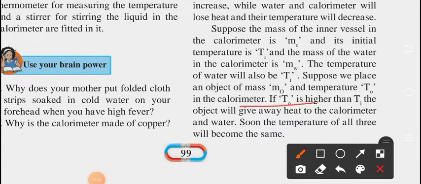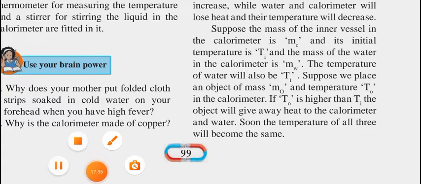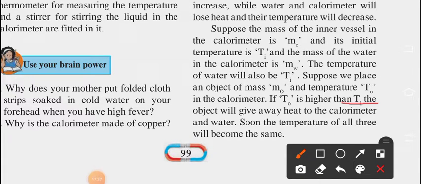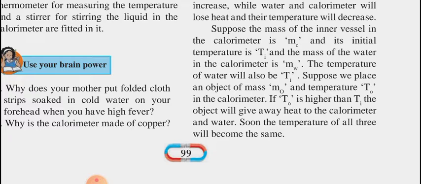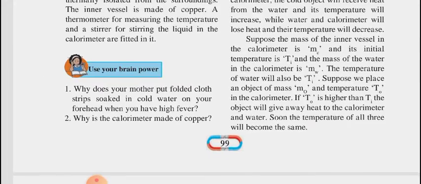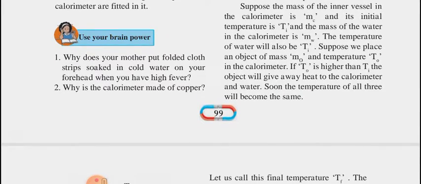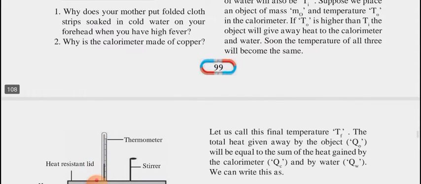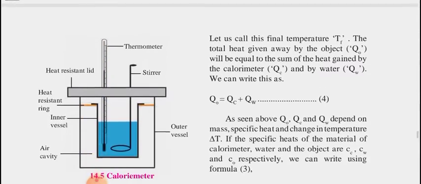Then T0 is higher than Ti, which is the initial temperature. The object will give away heat to the calorimeter and water. Soon the temperature of all three will become the same. Obviously, if you put your hand into warm water and measure the temperature of the warm water and the temperature of your hand, both temperatures are the same. Similarly, the same thing is happening over here, and through this concept, the calorimeter, we can measure how much heat gets exchanged with another substance. So all these things we have to see over here.